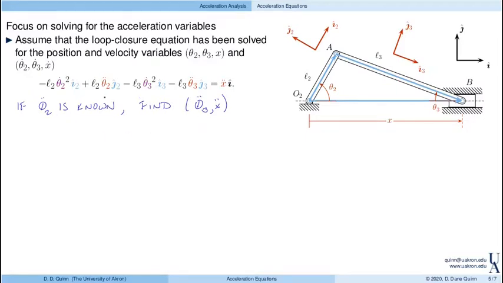So in particular, let's start off and find theta 3 double dot. Well, we have our vector loop closure equation. So if I want to solve for theta 3 double dot, really the way to think about that is to eliminate x double dot from this vector loop closure equation. So the way to do that is to dot with a perpendicular direction, right? So here we have minus L2 theta 2 dot squared in the I2 direction. I'm going to rewrite this acceleration equation.